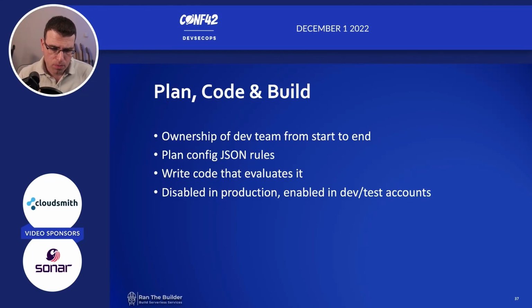They need to write the configuration JSON files. They need to write the code that evaluates it and behaves accordingly. And they need to start where the features are enabled in test and dev accounts, but disabled in production.